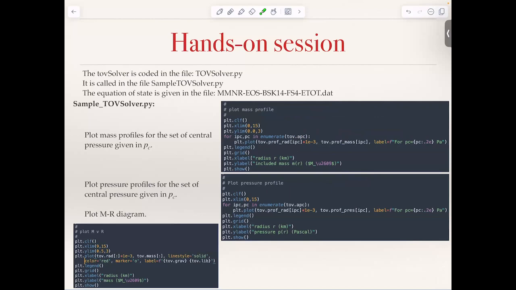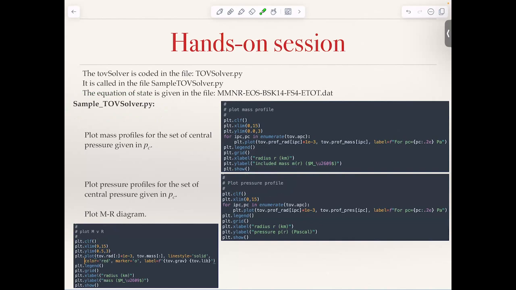And then you can also plot. So this is the end of the file. For instance, if you want to plot the mass profile as I gave before, you have to ask matplotlib, and these lines are to get the plot. The same for the pressure profile, and the same for the mass versus radius. In principle, if you just launch this sample code using Python 3, as in the README file, you should get a result.